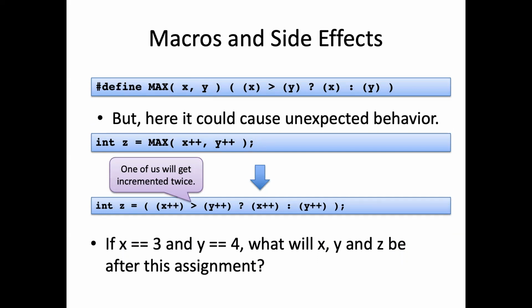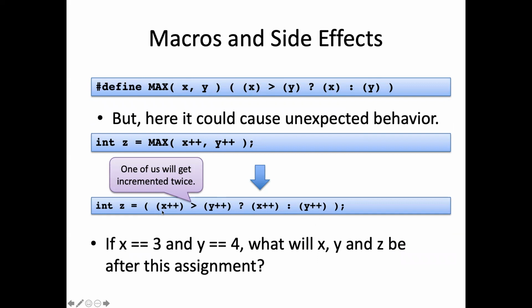Same idea here, same macro, but now I'm calling it with two parameters that both have side effects. So x++ not only evaluates to the current value of x, but it adds one to x. Same thing with y. If you use this macro, it gets expanded to this, and when it's evaluating this condition, x and y are both going to get incremented. And then based on whichever one is bigger, one of them is going to get incremented a second time.